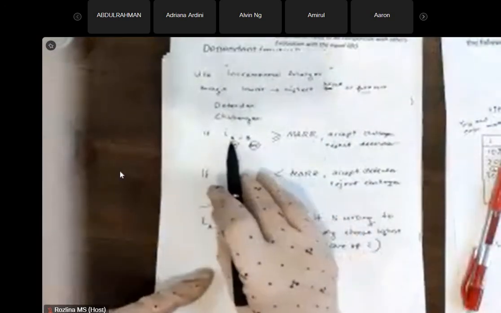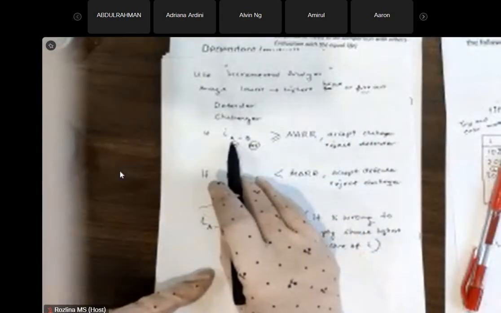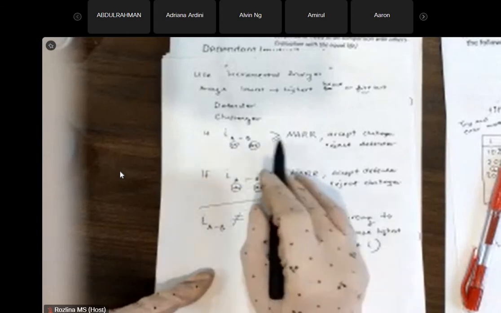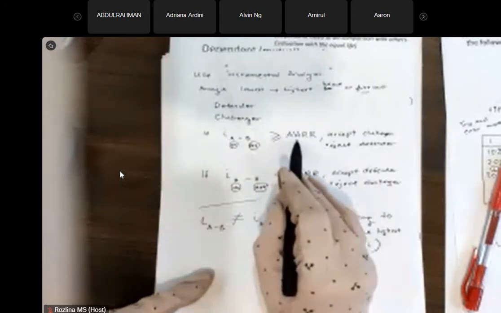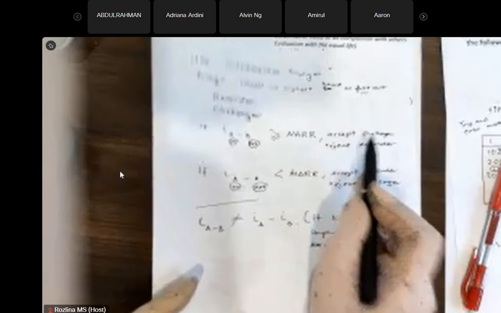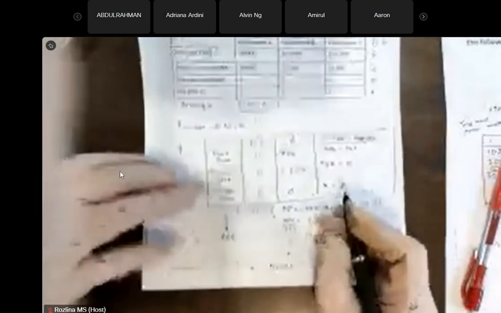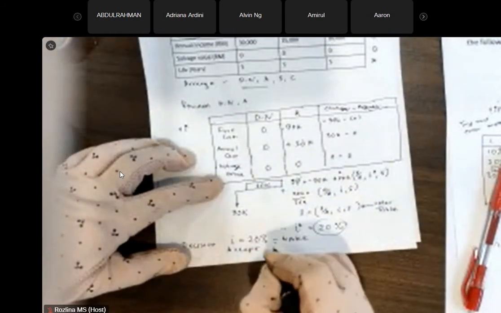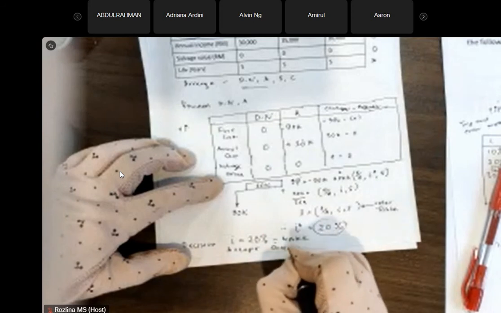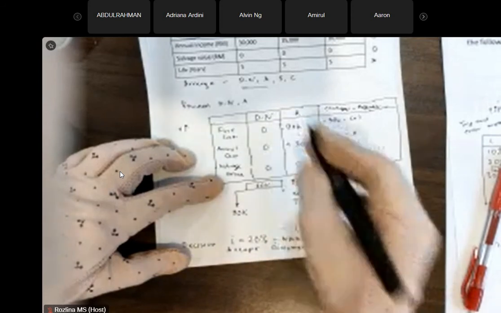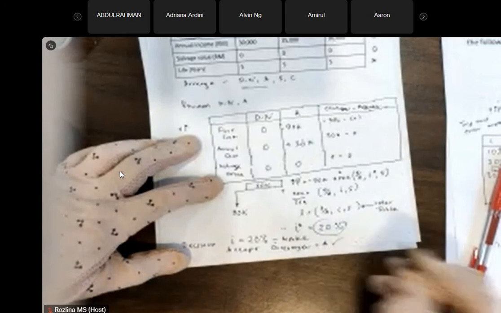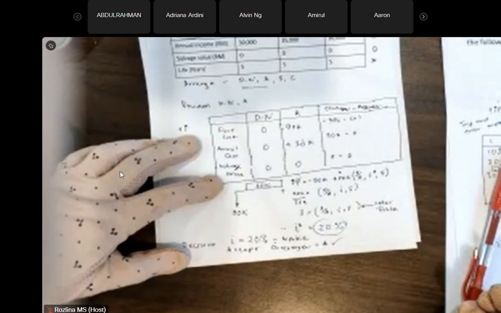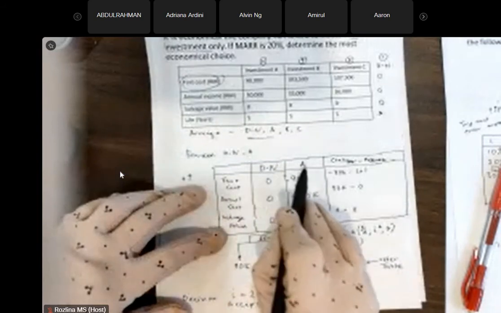The condition is, when you compare A and B earlier, challenger independent, equal to MARR, so accept the challenger. So you have to accept. The decision is accept challenger. The challenger here is E. Accept E. Now A wins. Do nothing for A.